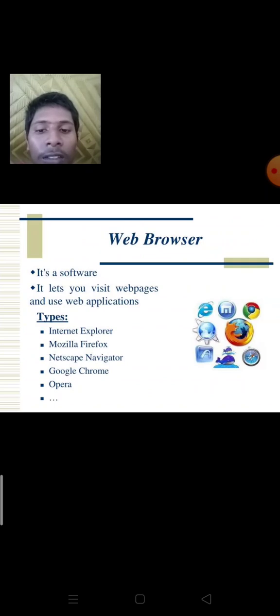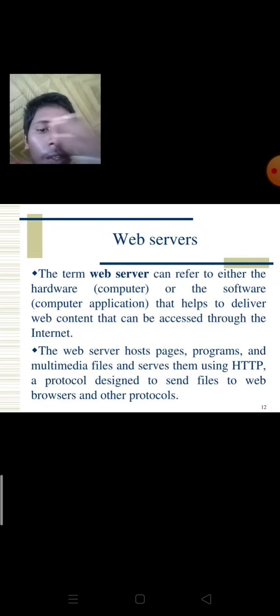Web browser: it is software that lets you visit web pages and use web applications. We visit web pages to use web applications like Chrome, WhatsApp, Facebook and so on. Types: Internet Explorer, Mozilla Firefox, Netscape Navigator, Google Chrome, Opera and so on.